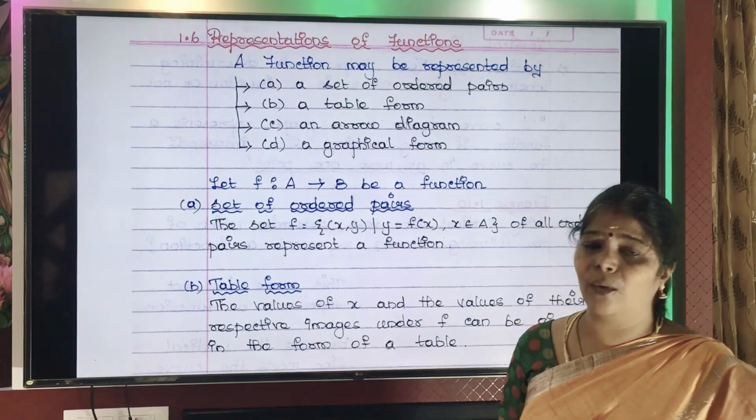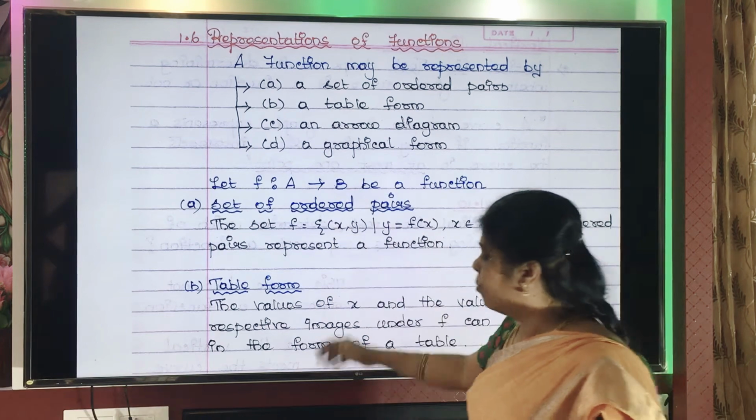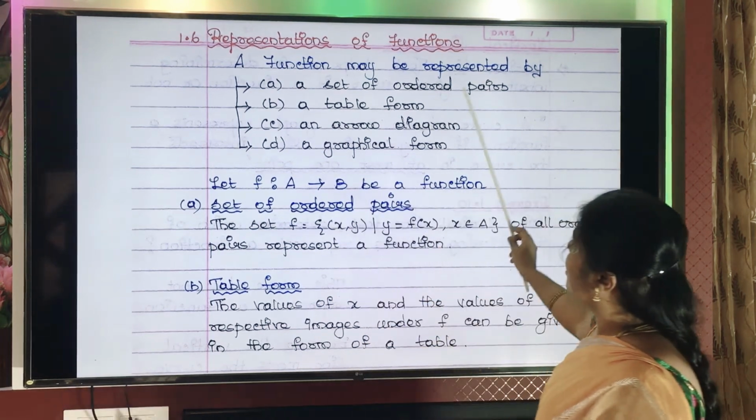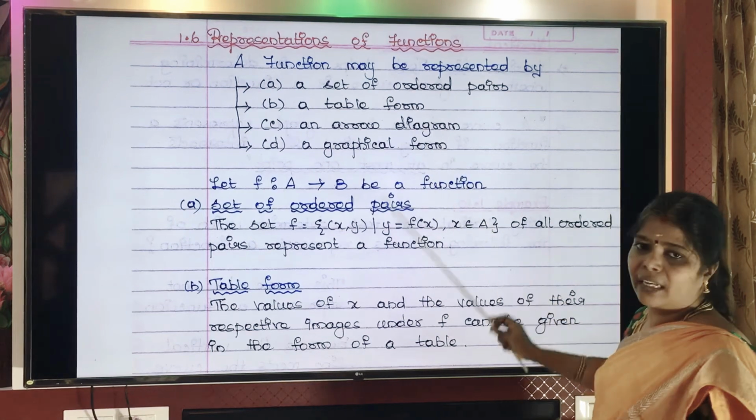Children, please note that a function can be represented in 4 ways. What are those? Set of ordered pairs, table form, arrow diagram, graphical form.